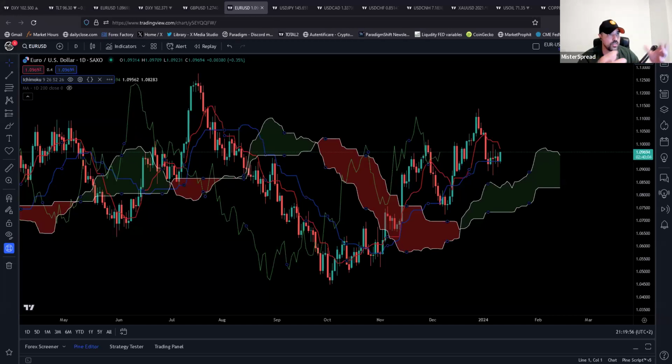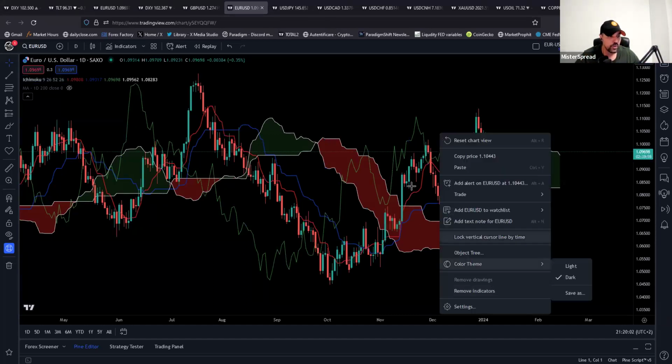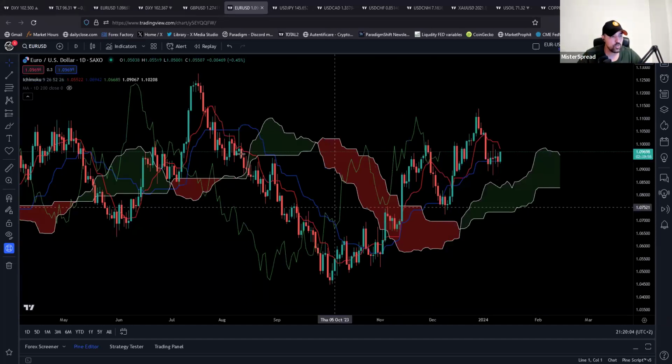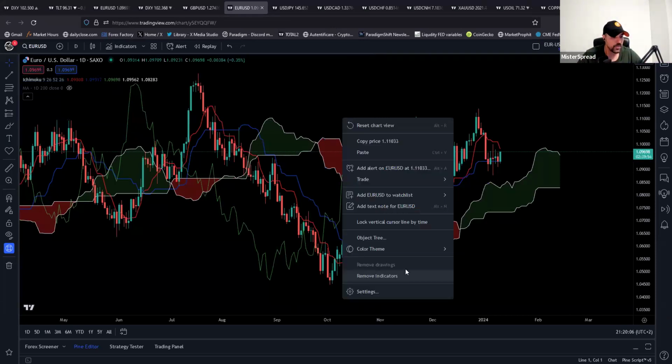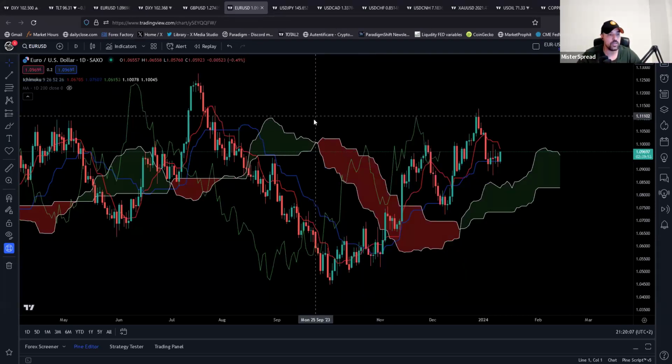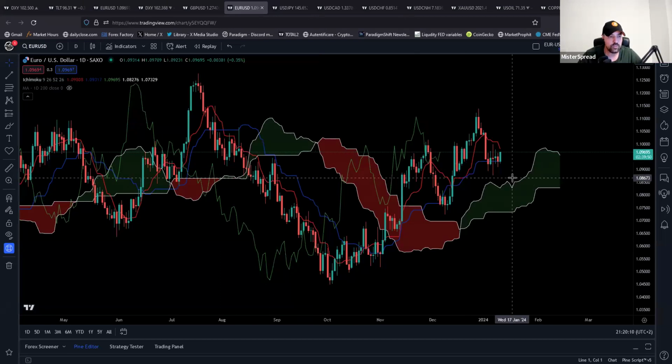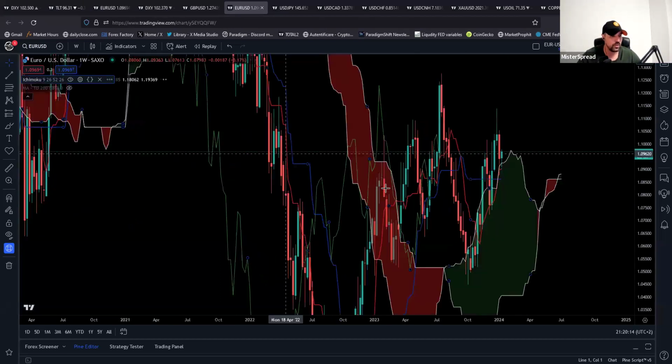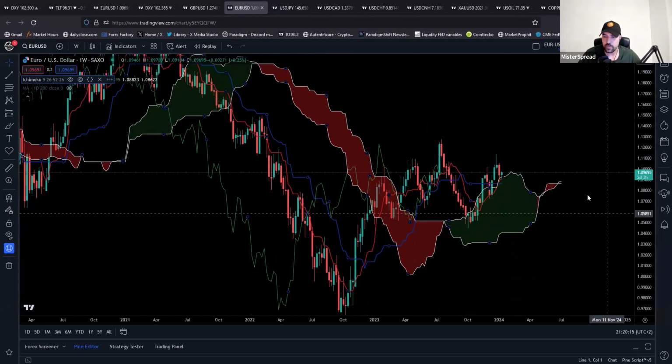And for example, I would see which are my main areas. I would remove those: I would right click and remove drawings. And I would add this just to find the trend. And after that, I would put back my support and resistances just to have even more confirmation. After that, for example, let's start on weekly with the Ichimoku.